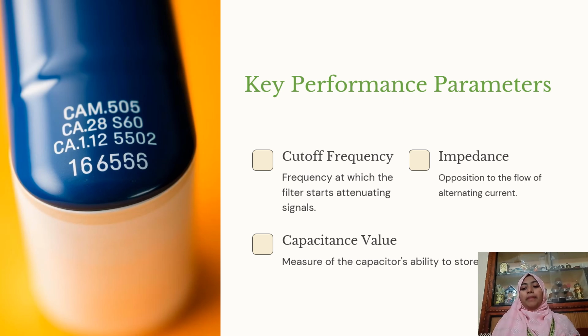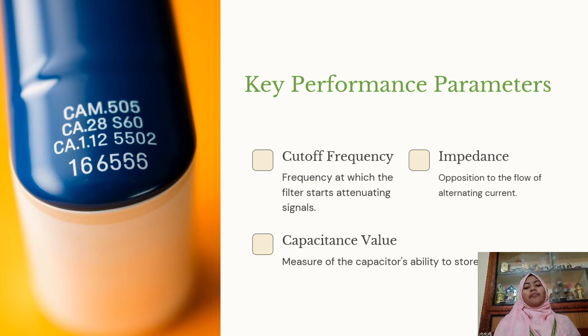Next, impedance: opposition to the flow of alternating current. We have learned the basic principle that it allows alternating current and blocks direct current, and this impedance increases with the increase of frequency and decreases with the decrease of frequency. The third parameter is capacitance value, a measure of the capacitor's ability to store energy or signals.